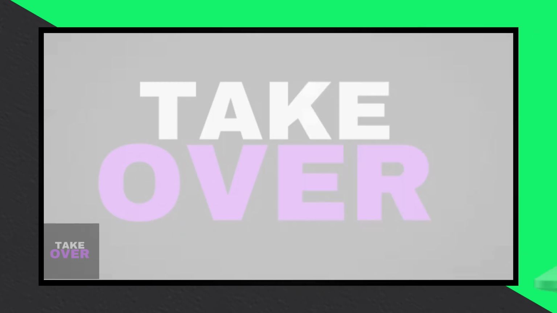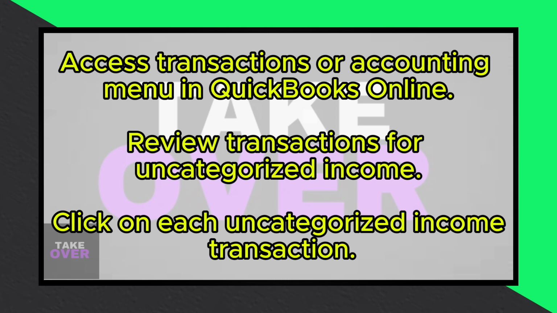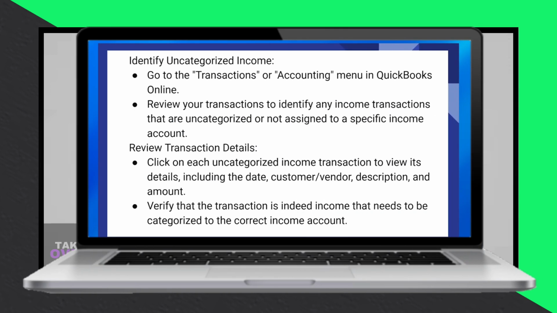Review your transactions to identify any income transactions that are uncategorized or not assigned to a specific income account. Click on each uncategorized income transaction to view its details, including date, customer or vendor, description, and amount. Verify that the transaction is indeed income that needs to be categorized to the correct income account.